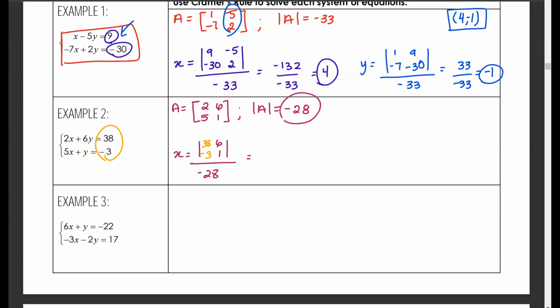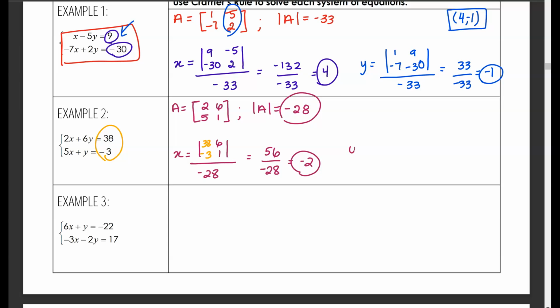And so let's go ahead and calculate this. The determinant of that top matrix is going to give us 38 minus negative 3 times 6. So 38 minus negative 18, which gives us 38 plus 18, which gives us 56, all over negative 28, which gives us a negative 2 for the x value.